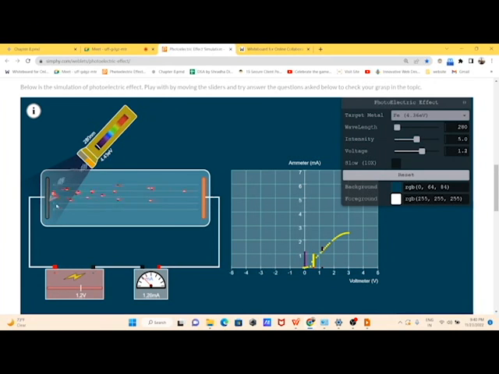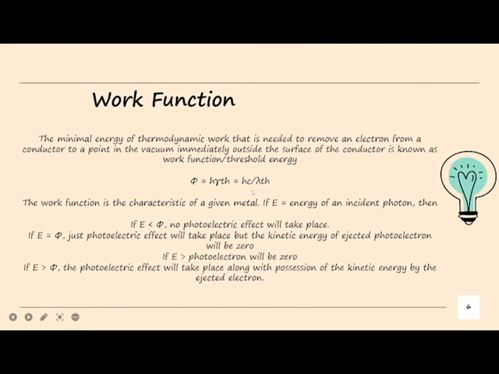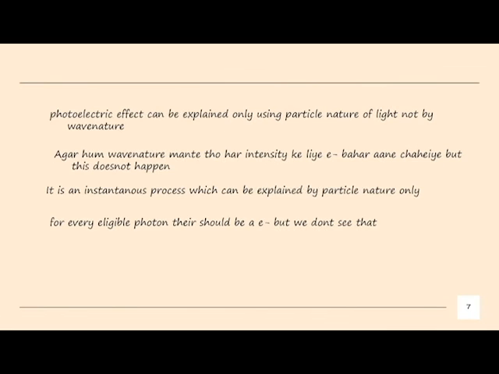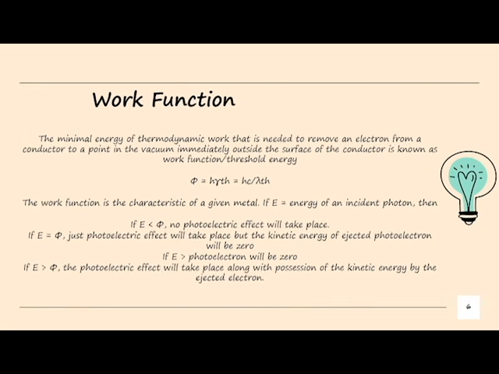So the minimum energy required to eject the electron is called the work function, right? For energy less than the work function, no photoelectric effect will take place. For energy equal to the work function, the electron is just ejected and the kinetic energy is zero. We'll come to kinetic energy in the later part. For energy greater than that, it will eject the electron. That thing is clear? Yes.